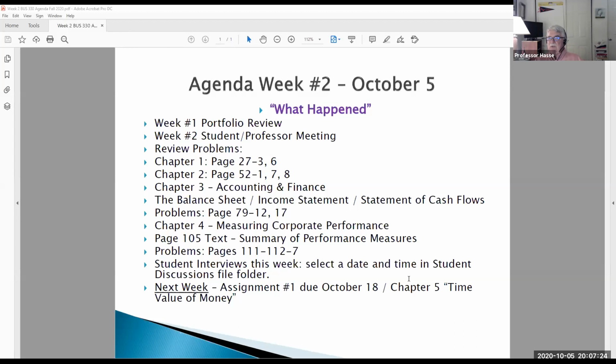Then also next week, we're doing that off-site. You're doing that at home after class on Wednesday, due Sunday. But next week, we're going to talk about Chapter 5. And Chapter 5 is the link between where we are right now and where we're going into the future. It's called the time value of money.